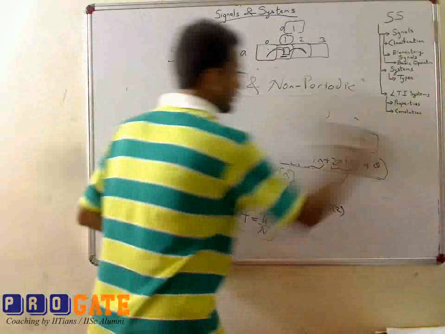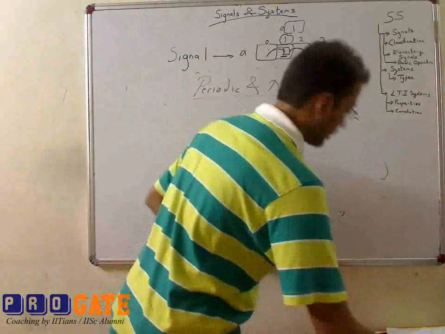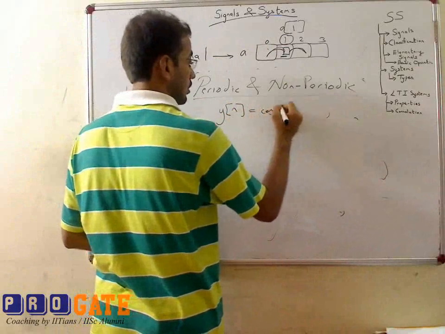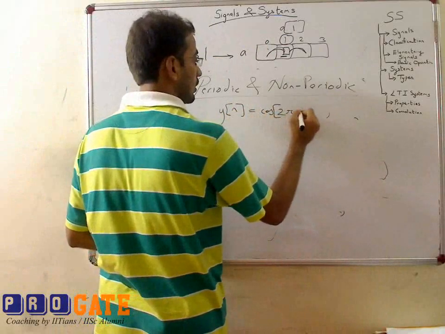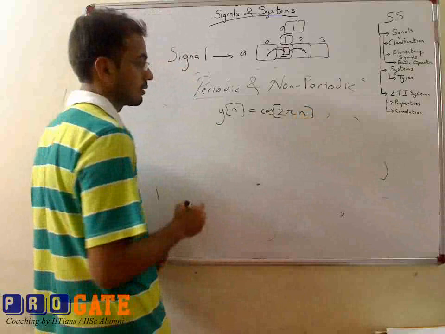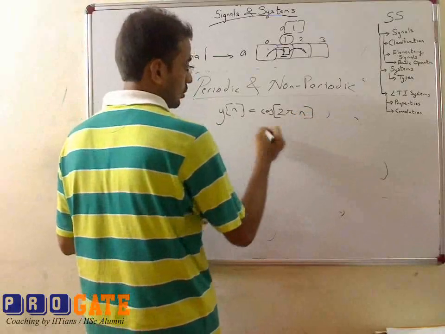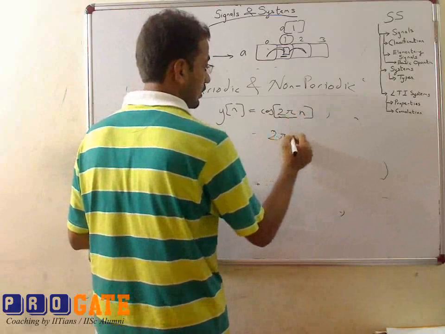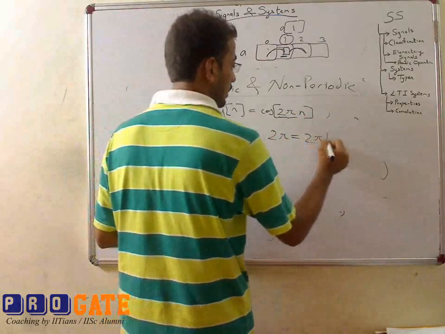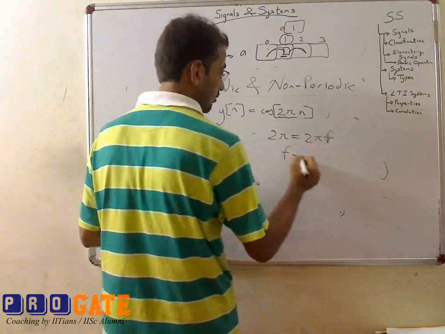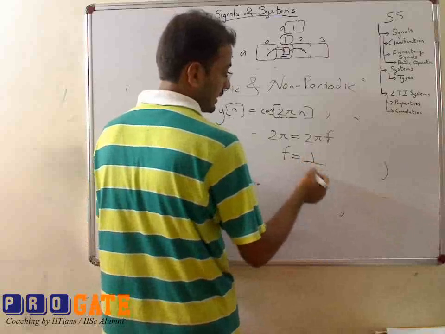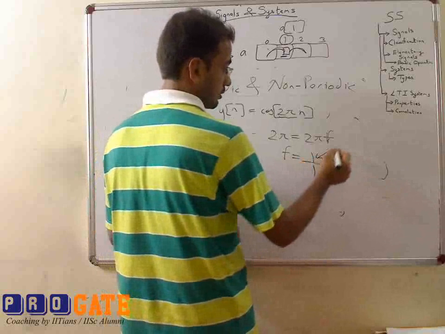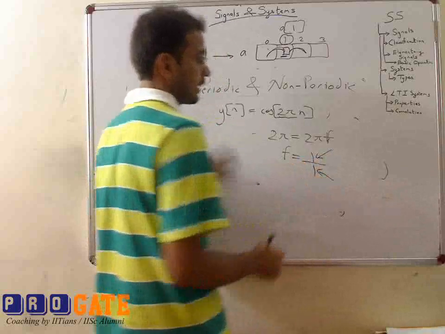Now taking an example, if I take a cos wave in discrete, cos of 2 pi n. Now I'm comparing it with our original, so I'll say this is my omega. So 2 pi is equal to 2 pi f, so f is 1. So I can write 1 as 1 by 1. So it's a ratio of two integers. This one is an integer, another is an integer, basically a ratio of two rational numbers.